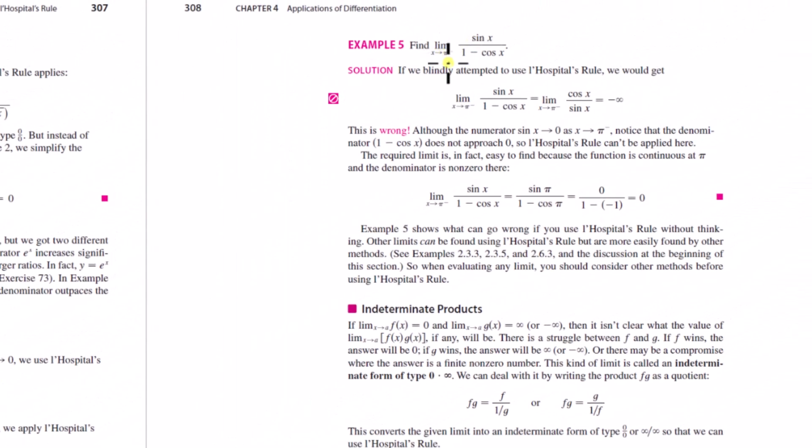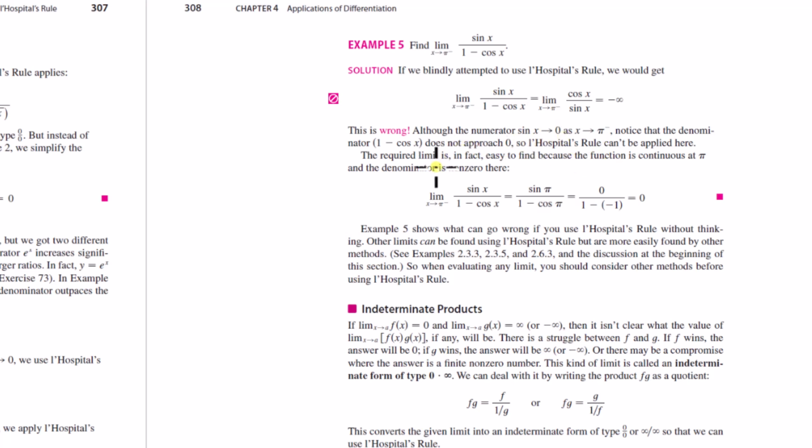Here's a one-sided limit. You can use L'Hopital's rule. And it says, well, okay, if we blindly attempted to use L'Hopital's rule, we would get this. But that's wrong. And why is it wrong? Because if you plug in pi, you don't get an indeterminate form of type 0 over 0 or infinity over infinity. The numerator approaches 0 as x approaches pi, but the denominator does not. So you can't use L'Hopital's rule.